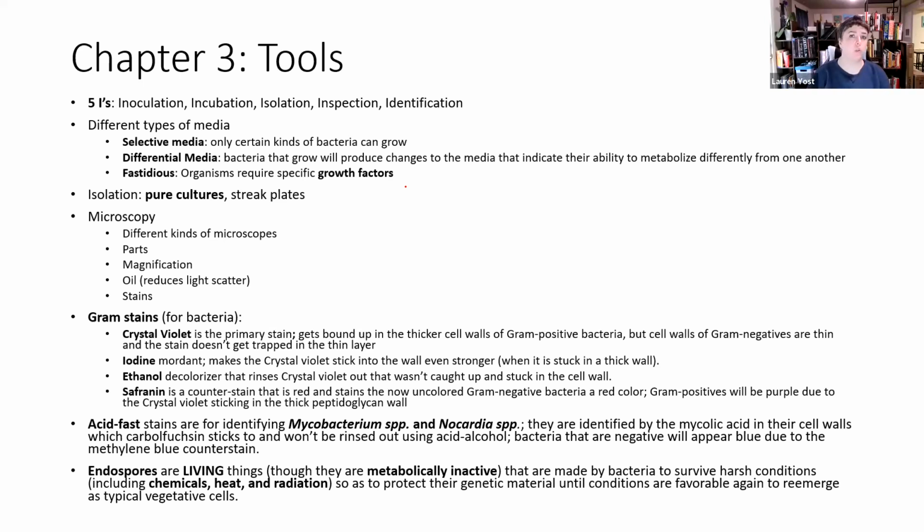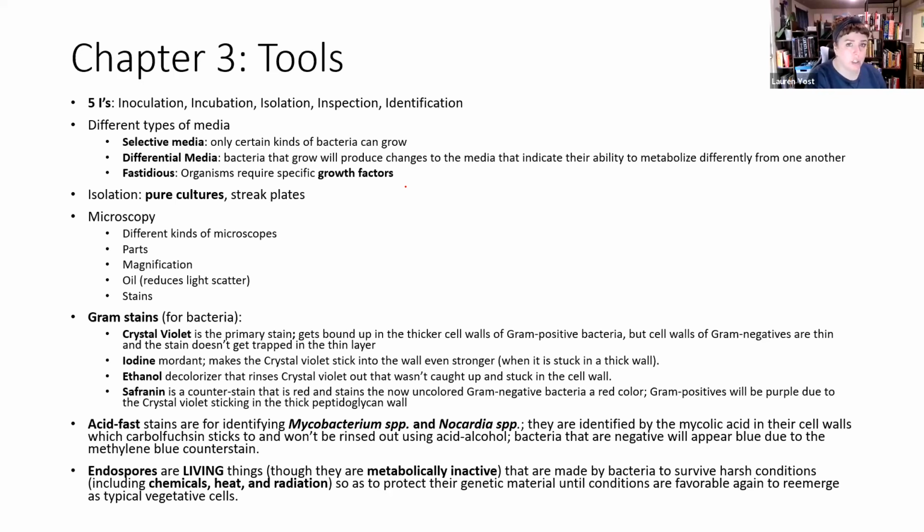Chapter 3 talks about the tools that microbiologists use to study microorganisms. We start off introducing the concept of the 5 I's. What are the 5 I's? And yes, you do need to know them. And there is a reason for the order that they're in, so know the order of them as well. Inoculation, incubation, isolation, inspection, identification. These are basically the steps that you would be going through in order to ID an unknown organism, which we will be doing in the lab.